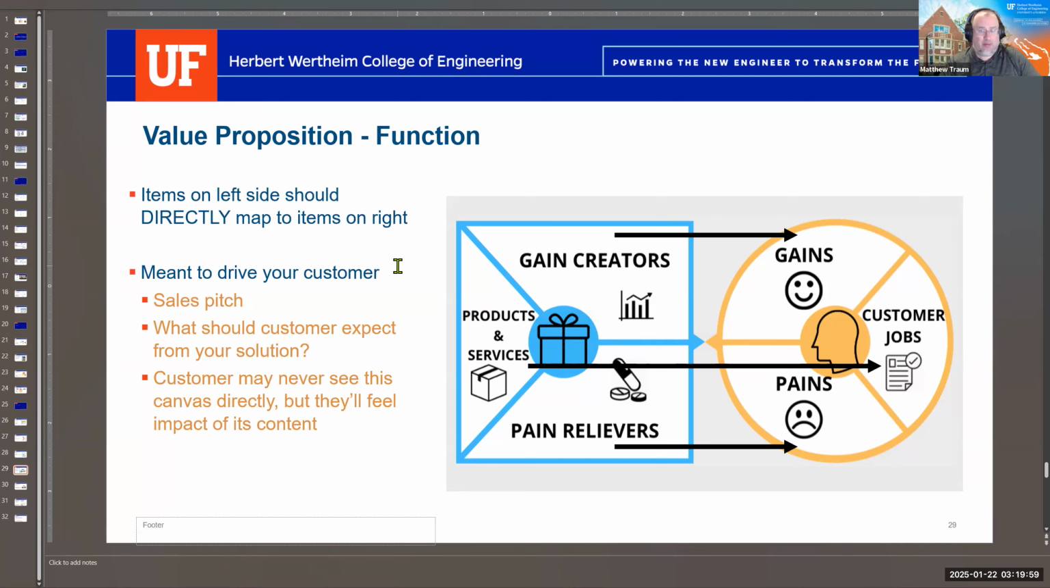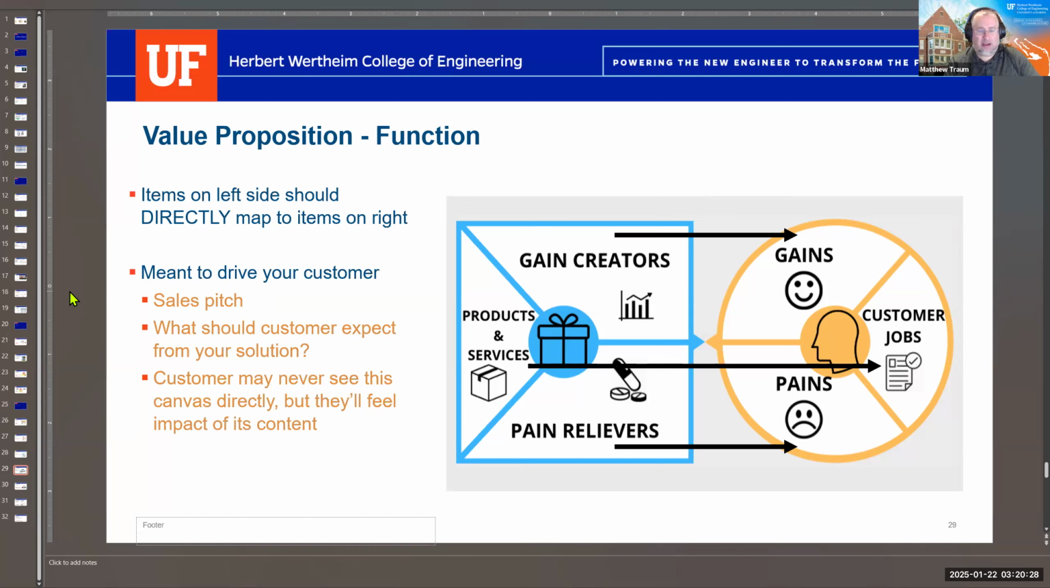So that might seem a little bit repetitive, but the mindset is different, right? Over here, you're thinking about things from the customer's perspective, and over here, you're thinking about things from the perspective of what the product can provide the customer to help them achieve gains, eliminate pains, and achieve their goals. So ultimately, this canvas is meant to codify your sales pitch.